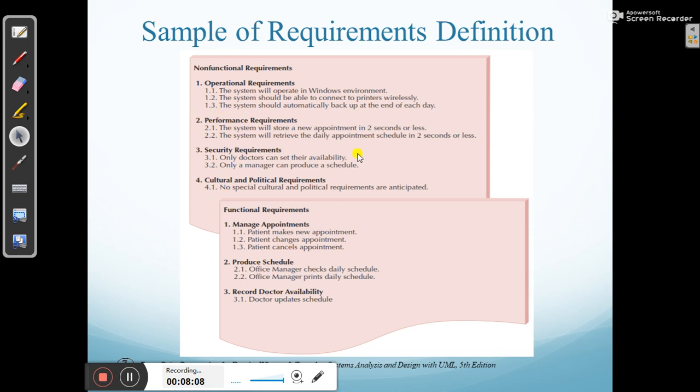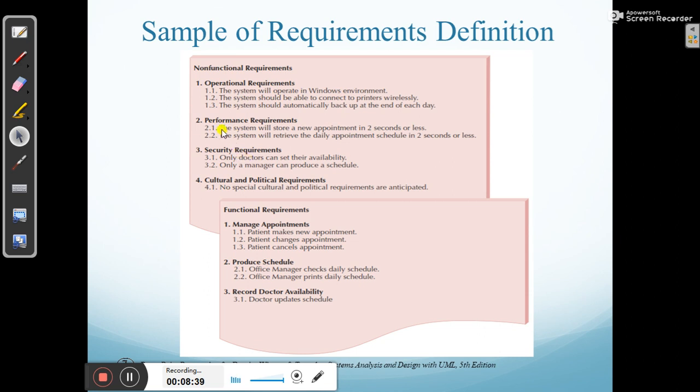because everything we are studying in this whole course is about how the analyst looks at, or analyzes, the system. If we go for operational requirements, for example, the system will operate in a Windows environment. Suppose the system should be able to connect to printers wirelessly. Suppose these are the examples. The system should automatically back up at the end of each day. So these are operational requirements, but these are non-functional.